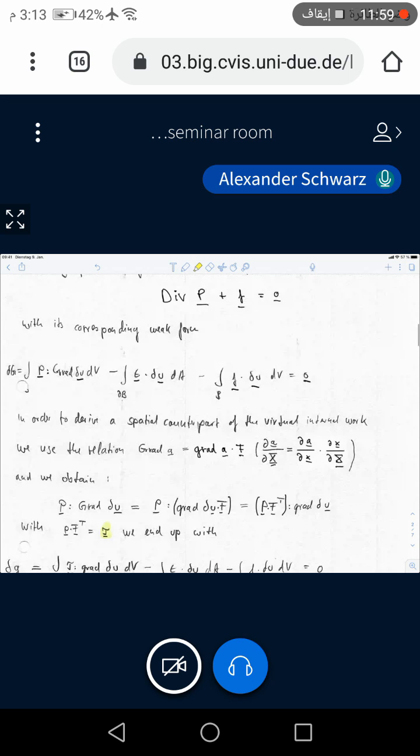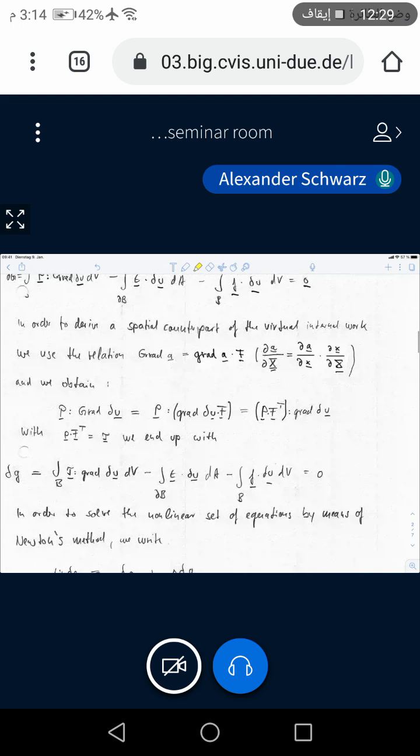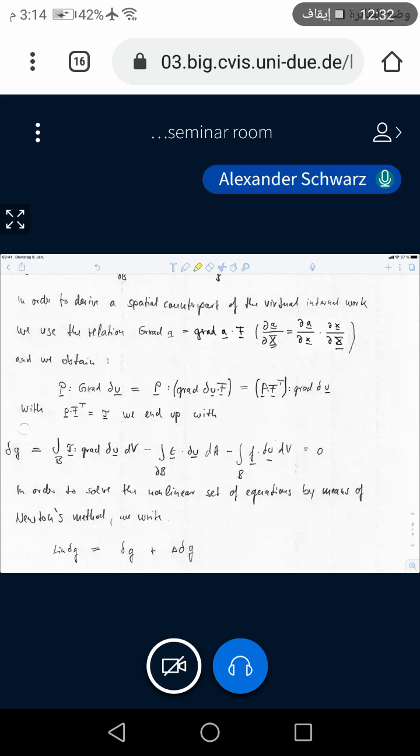And then we end up here with the weak form delta G. Now we have a small delta G in terms of actual values, tau, and the small gradient of the displacements, test function. The other terms are unchanged, and now we have to use the same idea as in the other case. We make a linearization of this small delta G by means of Newton's method. So this is the same as what we discussed last week or the week before.